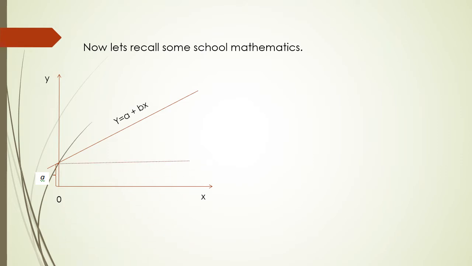Again, if the line makes an angle theta in the anti-clockwise direction with the x-axis, then b is tan of theta. Here we can see that theta is an acute angle. So tan theta is positive. That means we have a positive slope. Alternatively, we can see that if we move on the line from the left to the right, we have to go upward. That means the slope is positive.